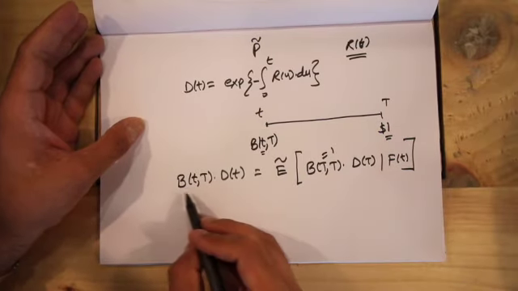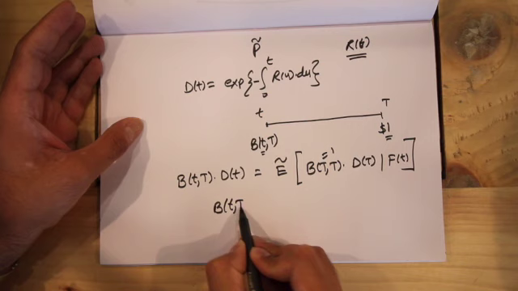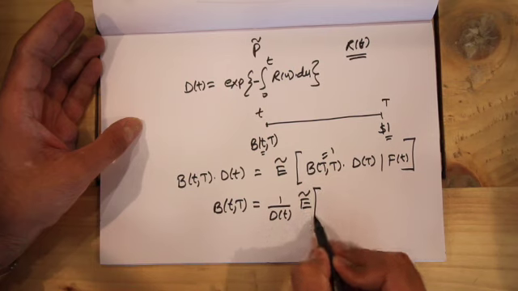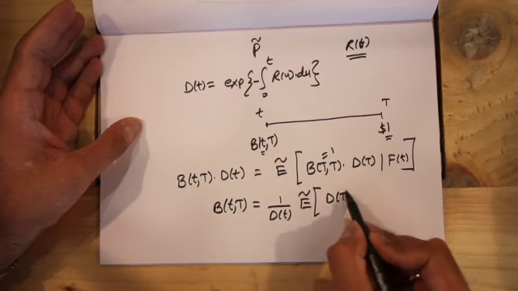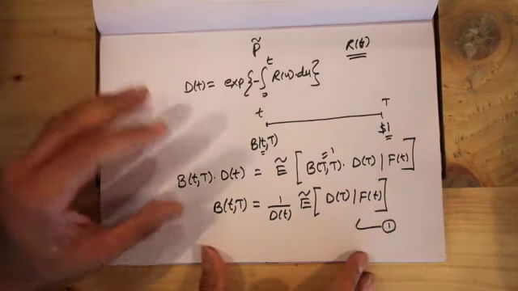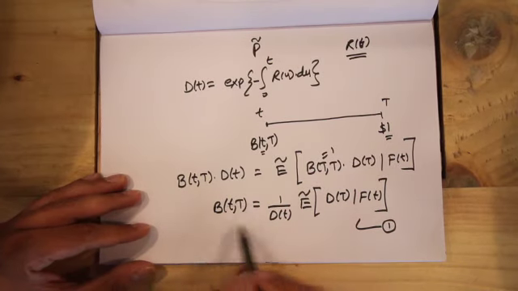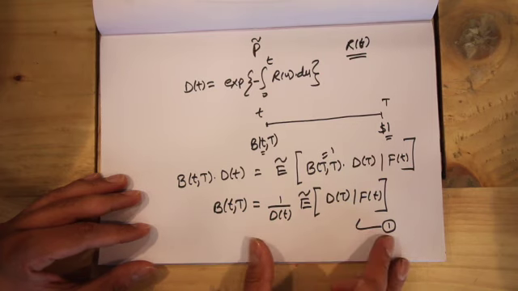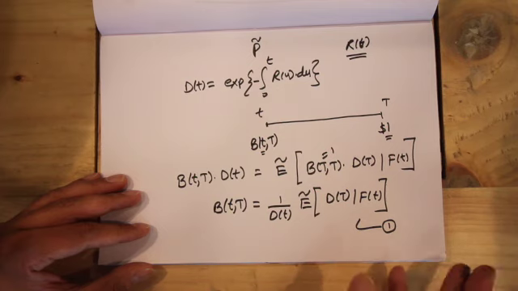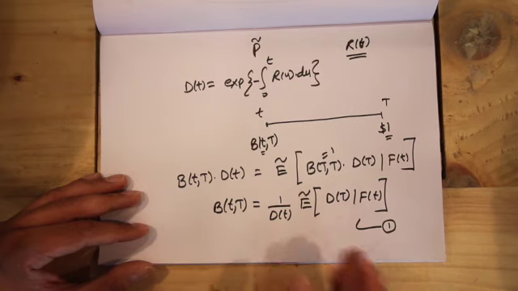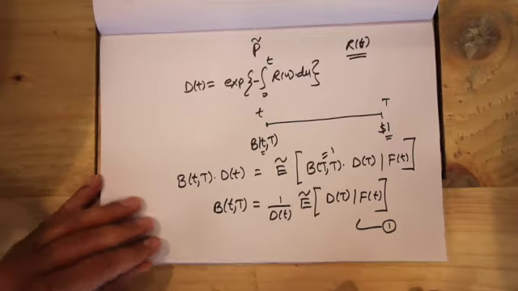Now we can rearrange the terms in this equation, and we'll get B(t,T) is equal to 1 over D(t) times the expectation under the risk neutral measure of D(T) given information at time t. This is the formula for pricing a zero coupon bond at time t. Something that we should remember, and we're going to use this result when we're discussing forwards and futures contracts. Now let's move on to discussing forward contracts and how we price forward contracts for an asset that doesn't pay any dividend.